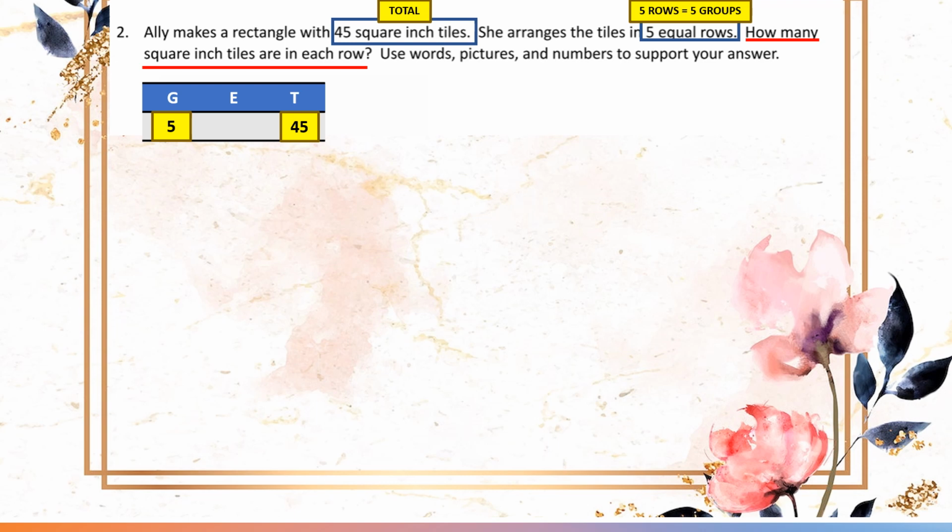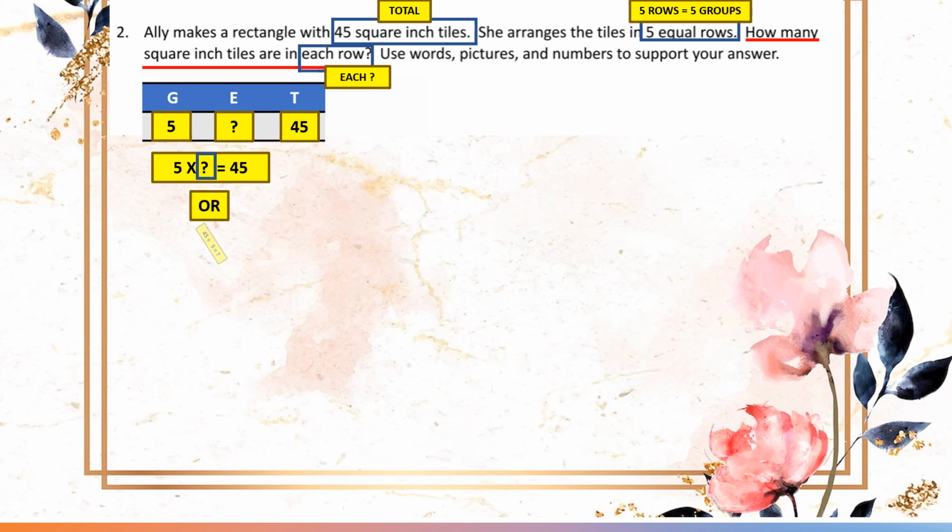Almost forgot to write down my groups. Okay, 5 groups. So I don't know my each because it says how many square inch tiles are in each row. I'm going to write a question mark there under each. Now, I want to go ahead and write my equation out the exact way that it is in my Get chart. So that means I'm going to write 5 times my unknown number equals 45.